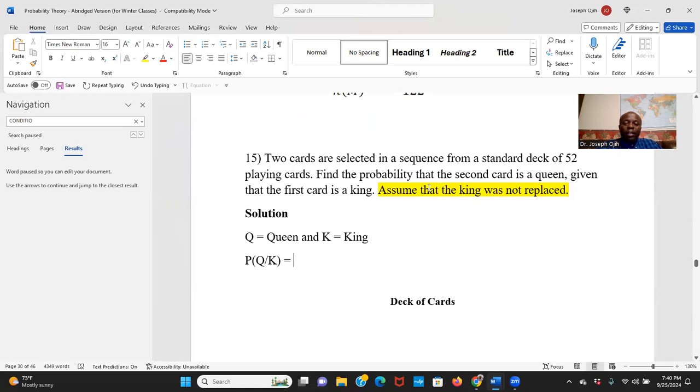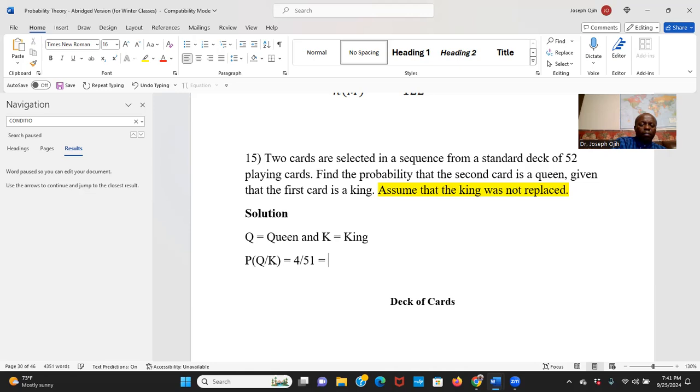Now, when you made the selection and got a king, but you didn't replace it, now you have 3 kings with a total of 51 cards before you made the selection for the queen. There's still 4 queens, only the kings decreased, but the total of the cards is now decreased. So the probability that the second card is a queen will now be 4 out of 51 cards, because now you didn't replace the king.